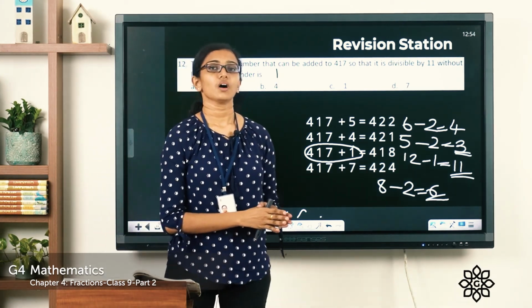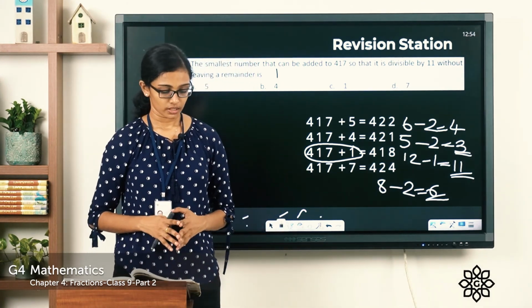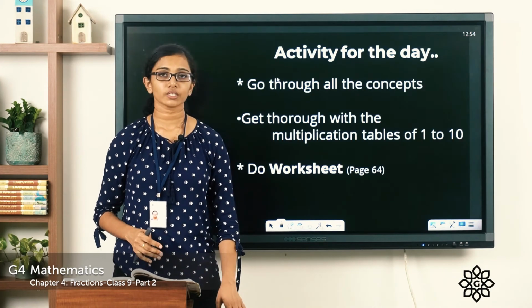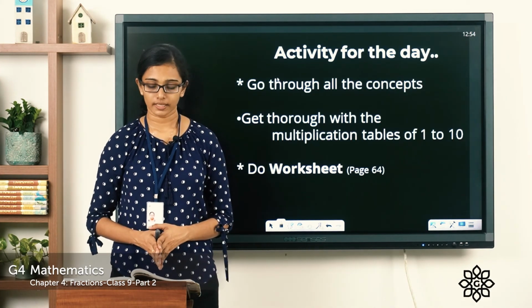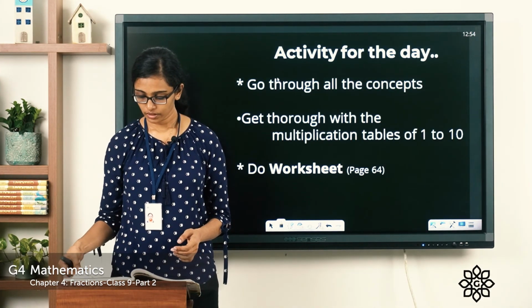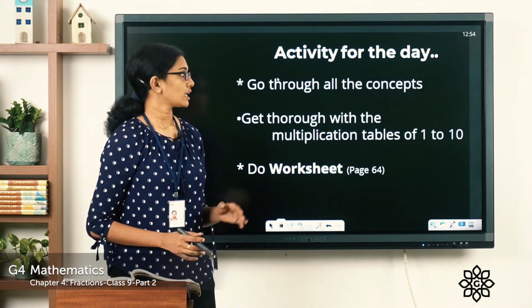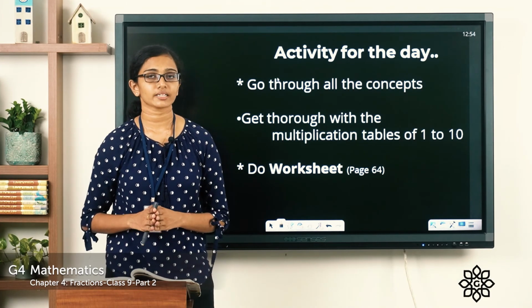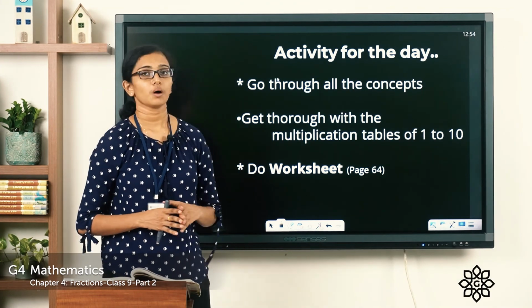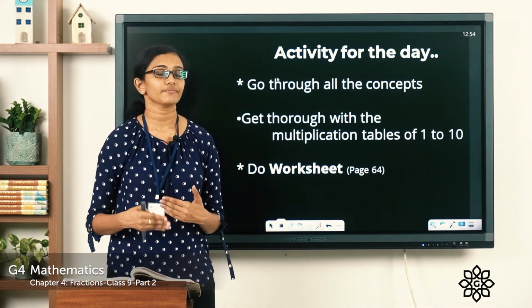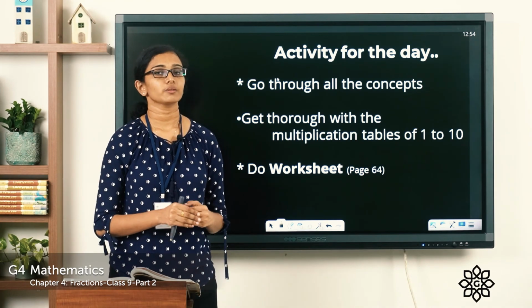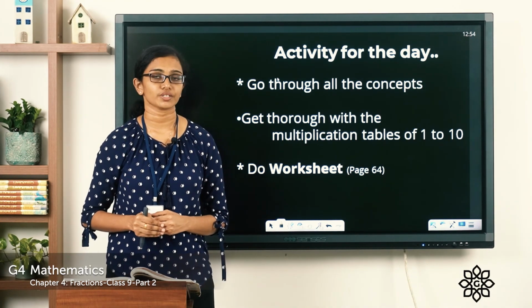So I hope all these questions are clear to you now. You have to go through all the concepts that you learned in this chapter once again, and you have to do the worksheet on page number 64. And also make sure you get thorough with the multiplication tables of 1 to 10. Revise them every single day and it will be easy for you to do the calculations.